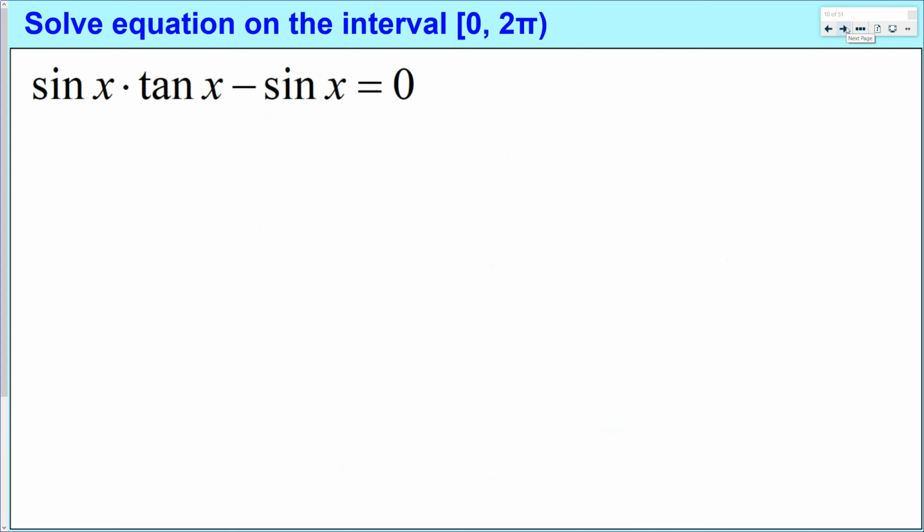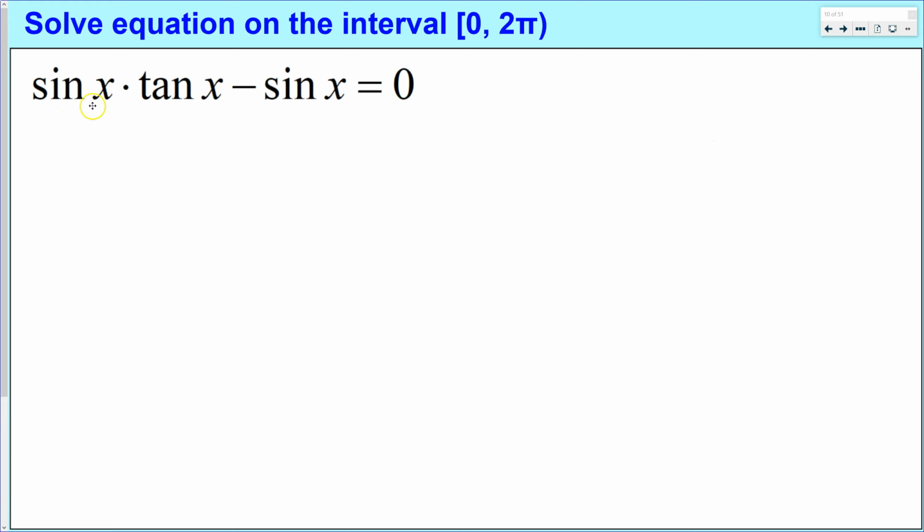You'll notice the second problem I have for you today is not written in something times something equals 0 format. It's close, but it's not quite there. And if it's not quite equal to 0, one of your first steps is going to be make it equal to 0 and then do stuff to it.